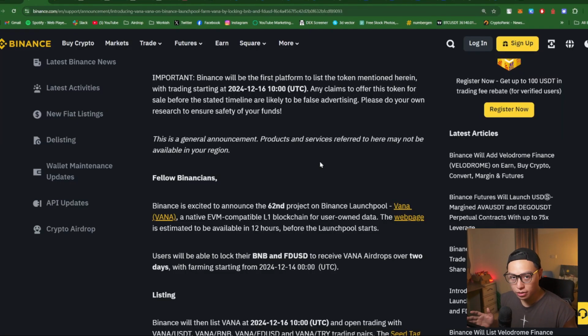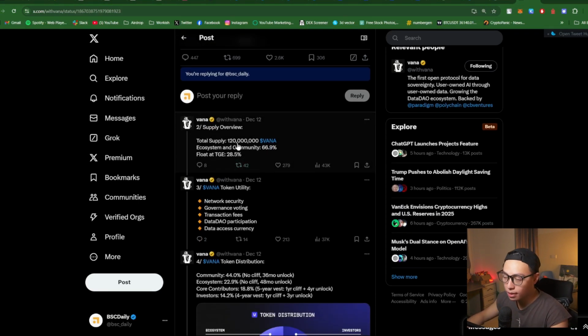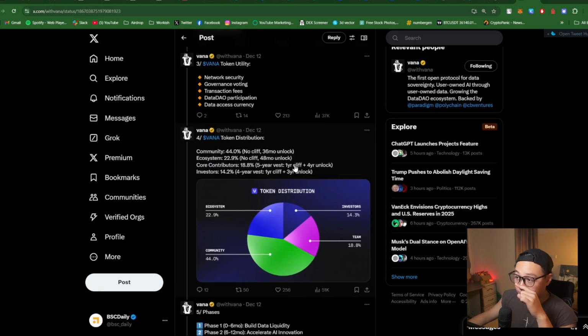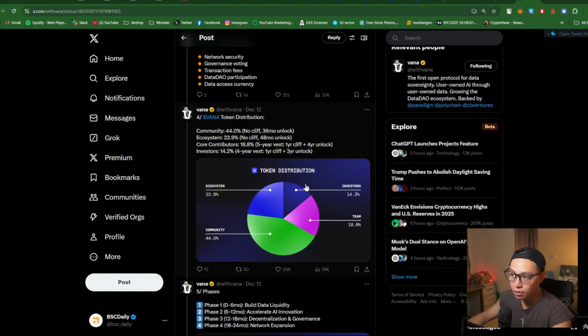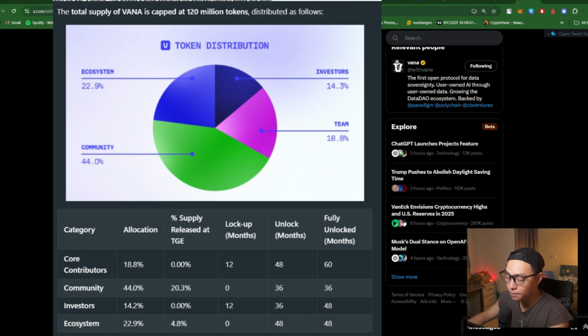Now, the most interesting part, the price prediction of the VANA token. So this is their tokenomics, all right? 120 million supply, and so on. If you go down here, you're going to see a detailed breakdown. So this is how they distribute it. The community is 44%. Amazing. However, there is a locking period. Ecosystem 22.9%, also a locking period.